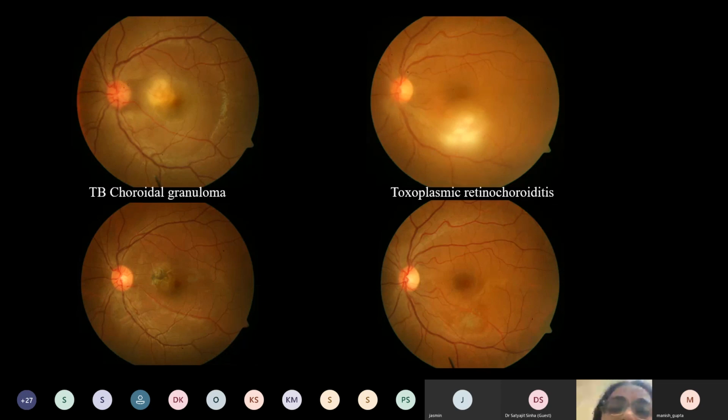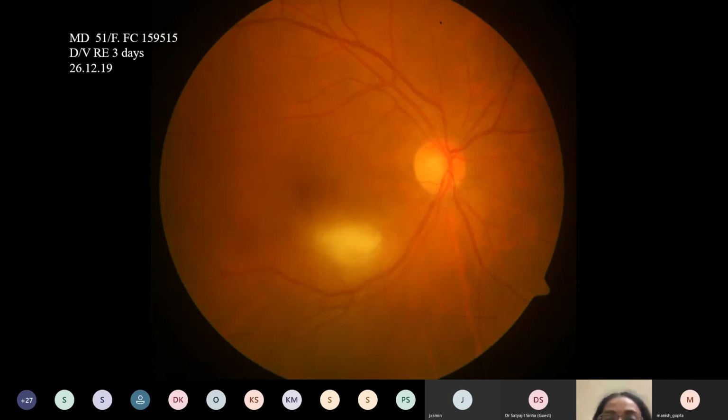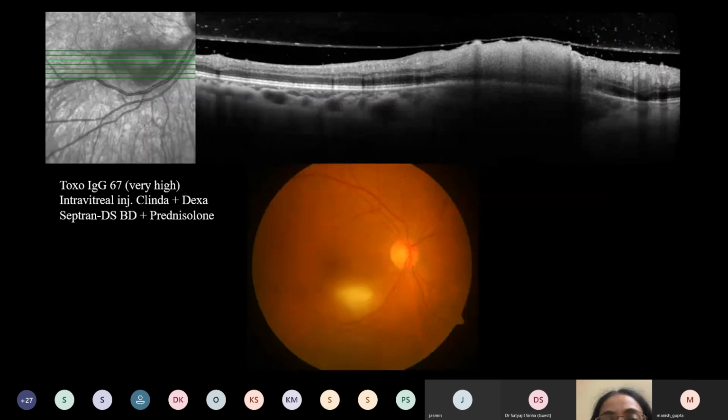Next, please. So this is another case of retinitis. I'm just demonstrating the use of OCT. Next, please. So we did an OCT scan through this. It's not always compulsory to do a fluorescein angiography in these cases.